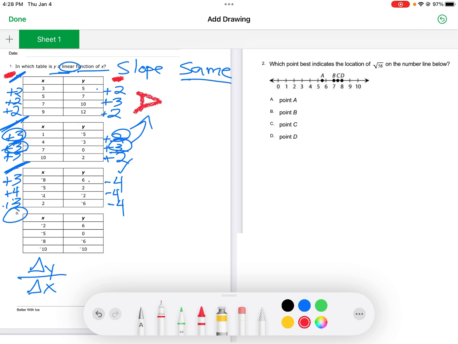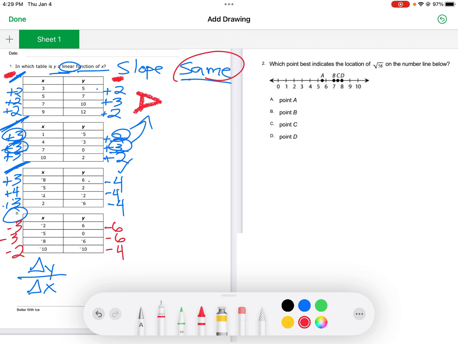Let's check and see. From 6 to 0, minus 6. And then from 0 to negative 6 is minus 6. And then from negative 6 to negative 10 is minus 4. I've got another red flag. Let's see if that slope stays the same. From negative 2 to negative 5 is negative 3. From negative 5 to negative 8, negative 3. And from negative 8 to negative 10 is negative 2.